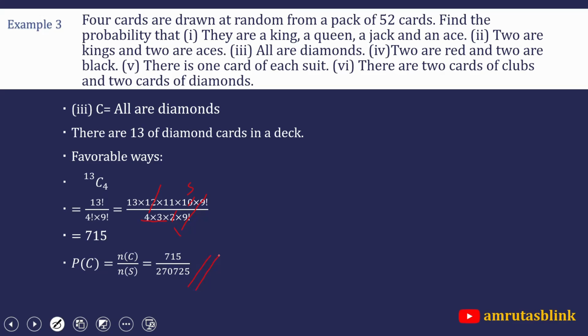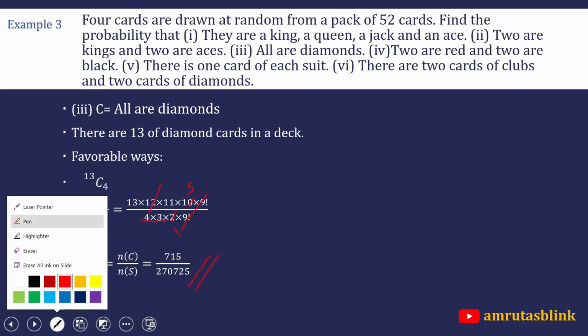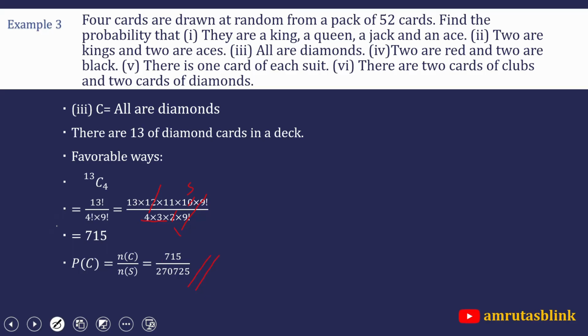You can further simplify this, that is, now I guess you can divide this with 5. So 5 1s are 5. So 143 upon 54,145 is ideally your final answer.